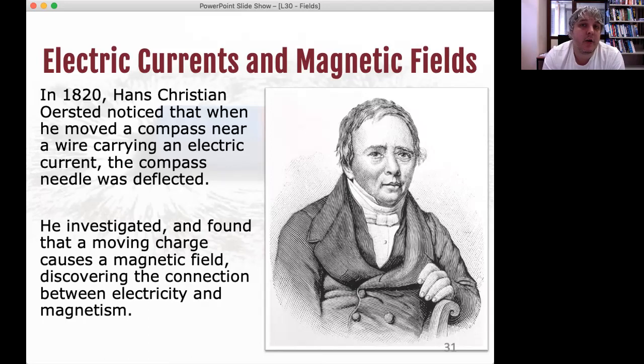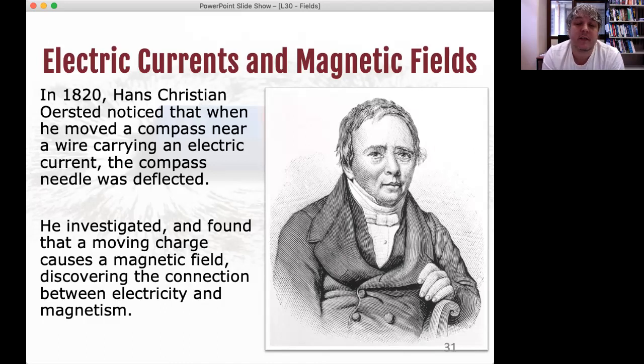When he was playing around, he noticed that when he moved his magnetic compass near an electric wire which was carrying a current, the compass was deflected, the needle moved, right? It aligned itself around this wire rather than with the Earth's magnetic field. So he realized that this wire carrying a current was creating its own magnetic field. If he turned the current off, then the needle wasn't deflected, so there was no magnetic field. But while that wire was carrying a current, while the electrons were moving through the wire, he realized that there was this magnetic field being created.